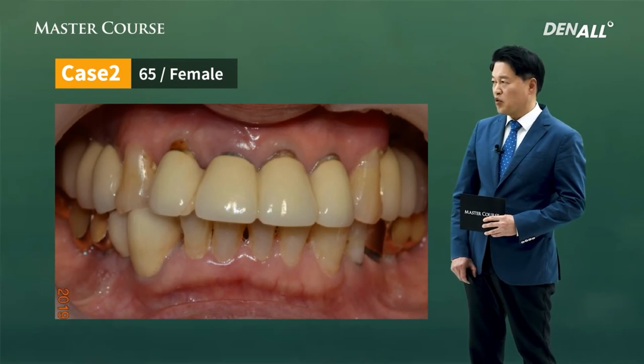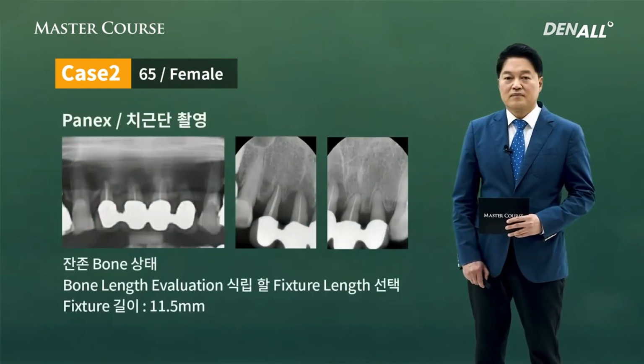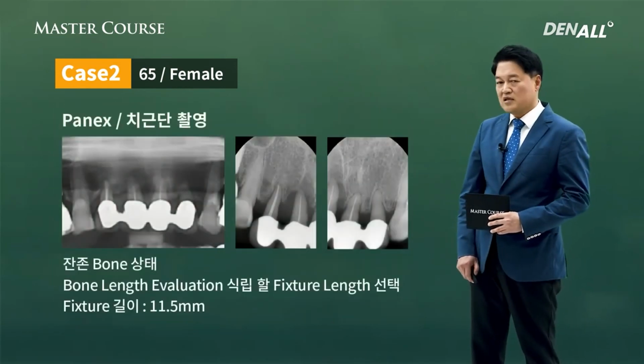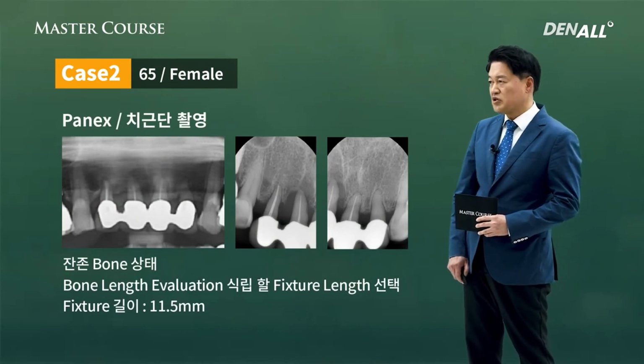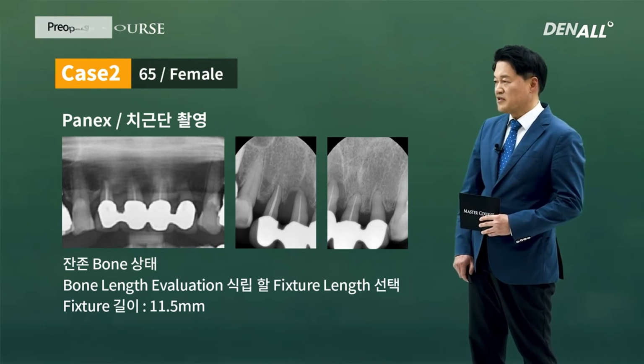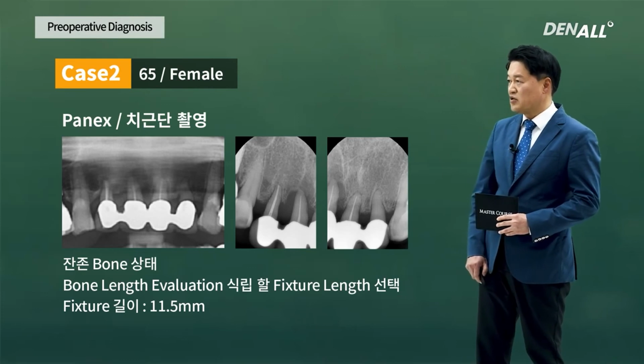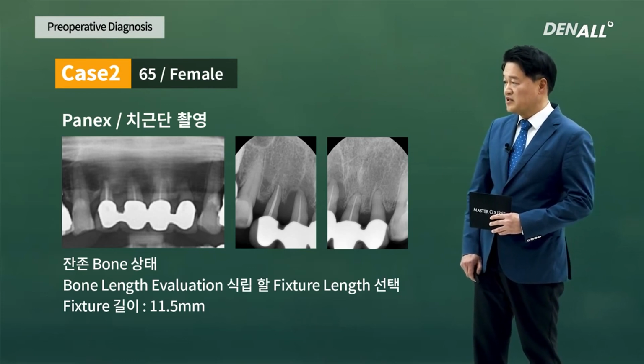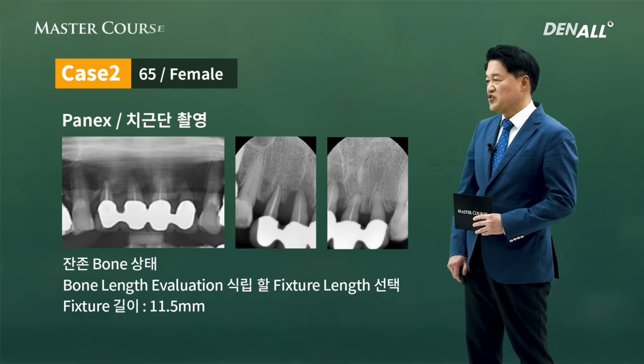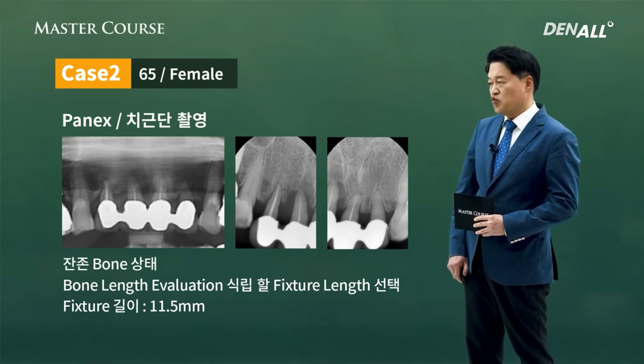And I checked the level of bone resorption and attachment to the gingiva. And I took a CT. After that, I took a panoramic X-ray. As you can see, in the anterior area, more than the panoramic view, the periapical view is more useful in evaluating the remaining bone. You can get more accurate information. Bone length was sufficient, so the fixture length was 11.5 millimeter.